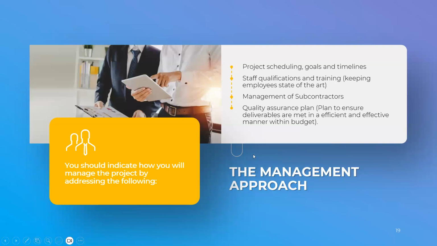Okay, also included in the management plan is the project scheduling, goals, and timelines. Each proposal has some type of a deliverable, okay? And the government is going to give you timelines, or you'll have that bandwidth to set the timelines for those deliverables. And if you say that in your proposal, then that's what you need to deliver.